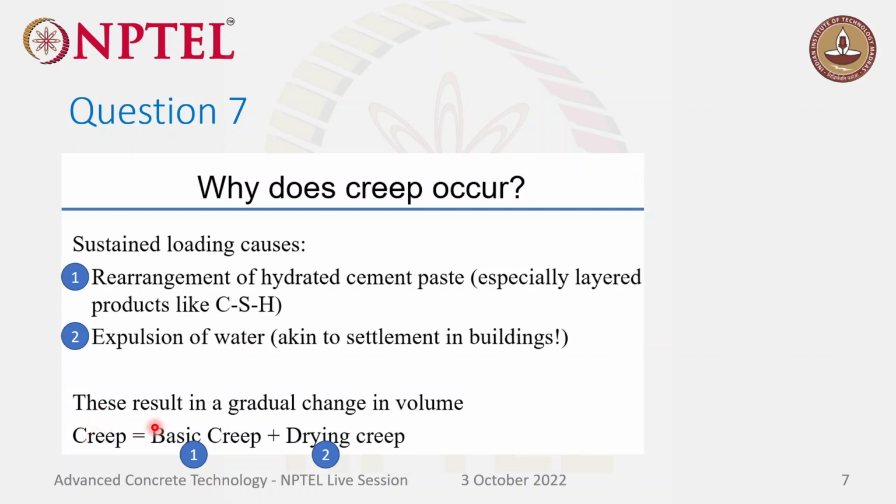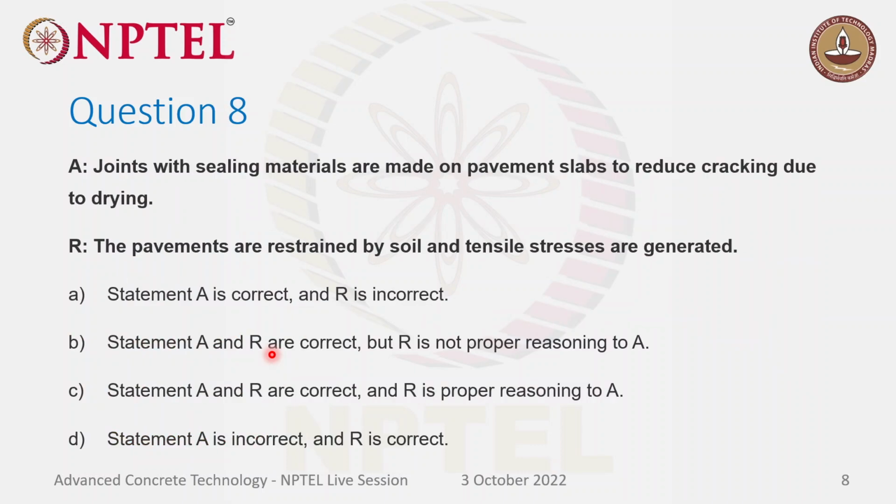So these result in a gradual change in volume, and creep can be listed as basic creep as well as drying creep. So basic creep is nothing but the rearrangement of CSH hydration products, and then drying creep is nothing but the expulsion of water. And most have given the right answer. Now let's move to question 8.